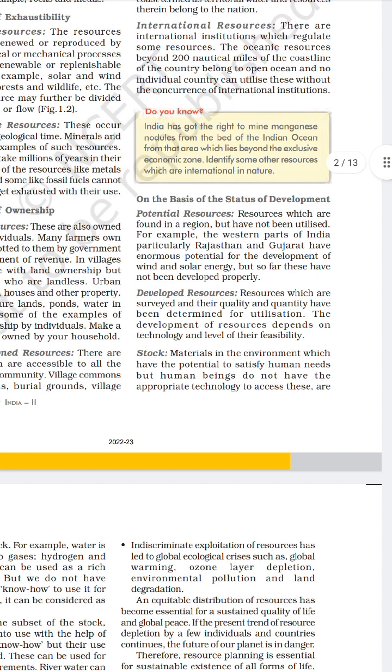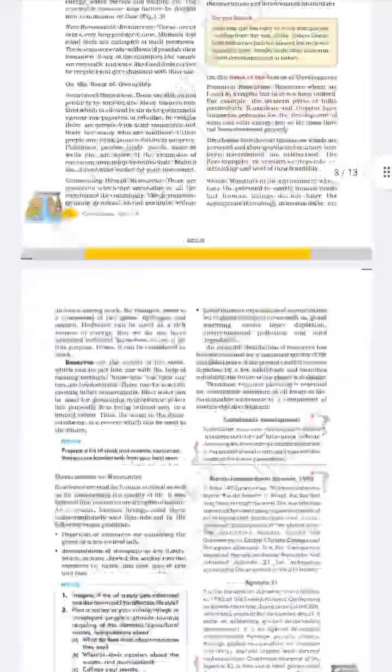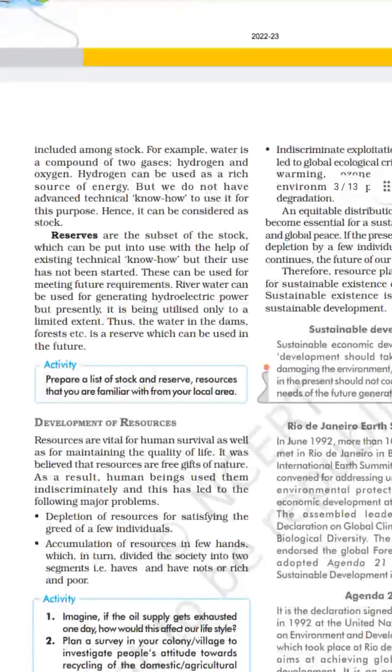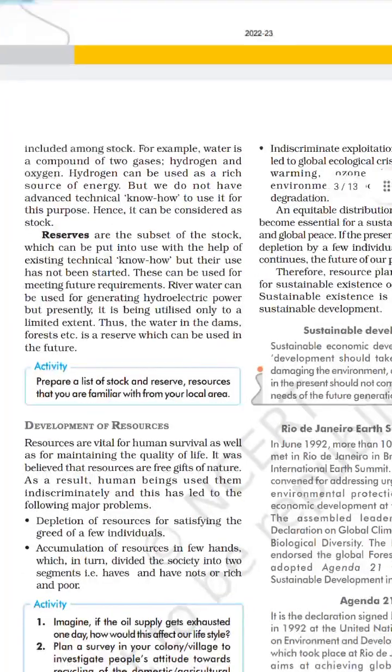Third is stock. Material in the environment which have the potential to satisfy human needs, but human beings do not have the appropriate technology to access these, are included among stock. For example, water is a compound of two gases, that is hydrogen and oxygen. Hydrogen can be used as a rich source of energy, but we do not have advanced technical know how to use it for this purpose. Hence, it can be considered as a stock.